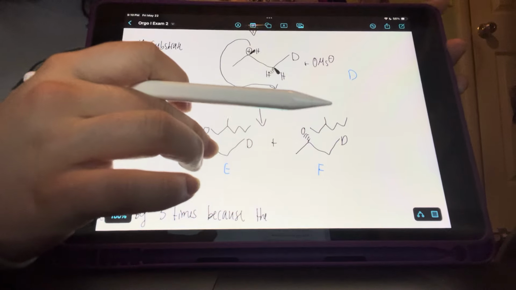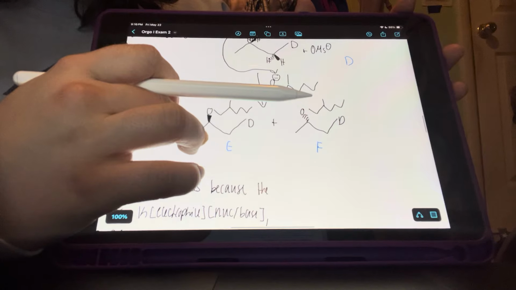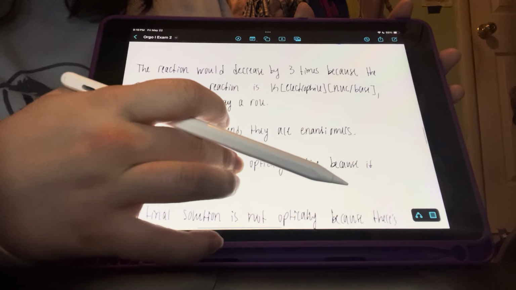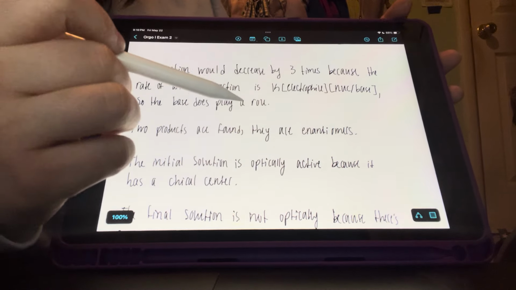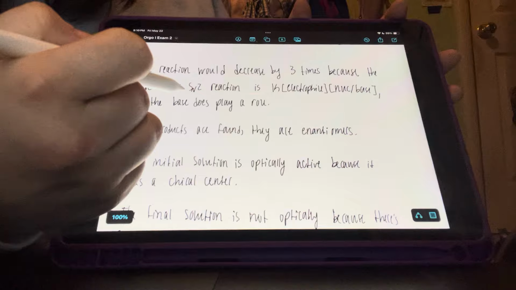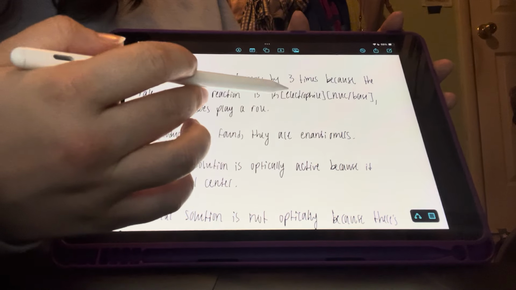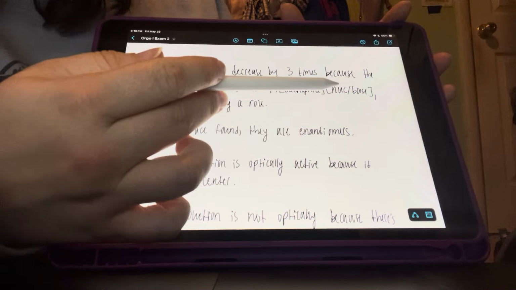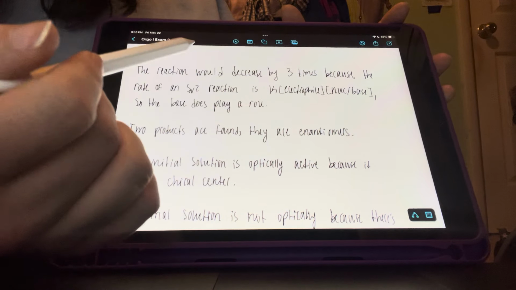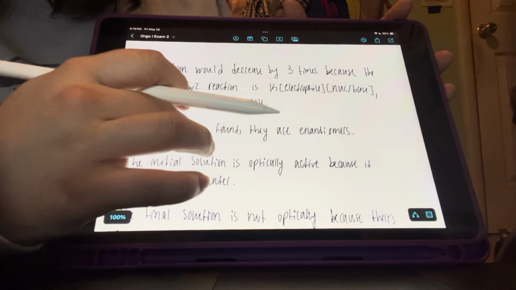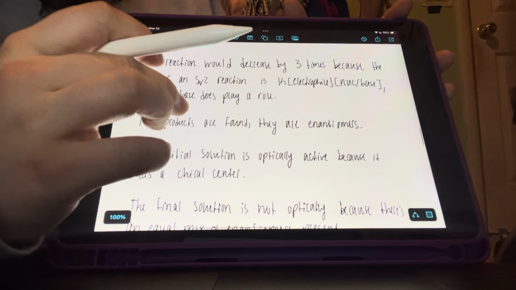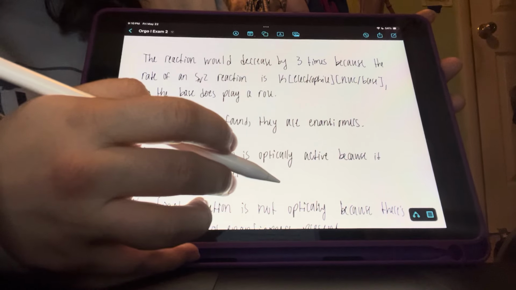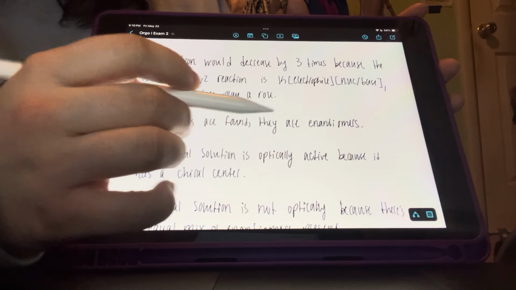What would happen to the rate of the reaction if the concentration of the nucleophile/base was decreased 3 times? Well, the rate of the entire reaction would decrease by 3 times because we know that the rate of the reaction for SN2 is k times the concentration of the electrophile times the concentration of the nucleophile. So this is decreased 3 times. The whole thing is going to decrease 3 times. And also, this works out because it is an SN2.